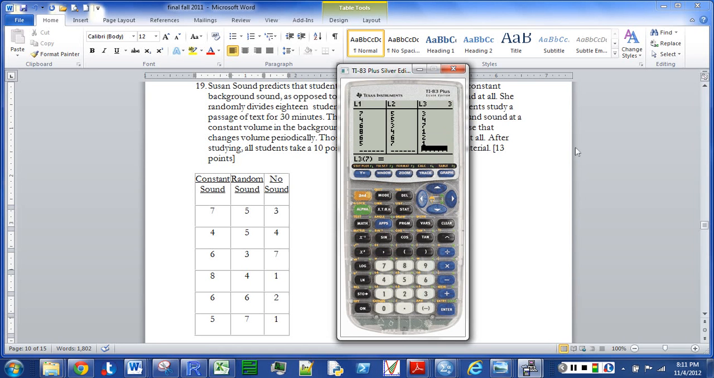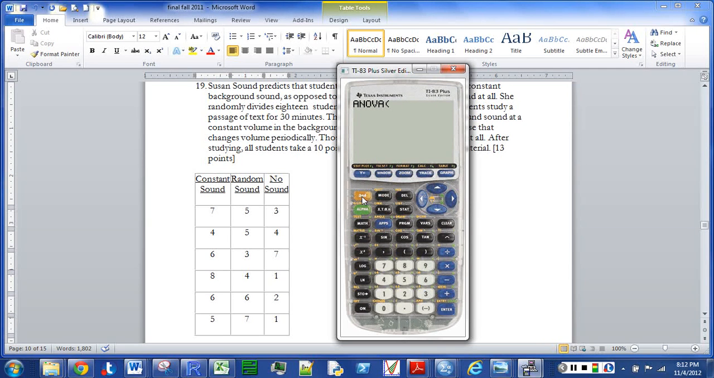Okay, then to run the ANOVA, you just hit Stat again, and you arrow over to Tests. You can arrow down or up. I'm going to arrow up because it just takes me to the bottom of the list, and the last item on the list is ANOVA, so I'm there a little faster. Then hit Enter. That's going to give you a line that just says ANOVA, open parenthesis.